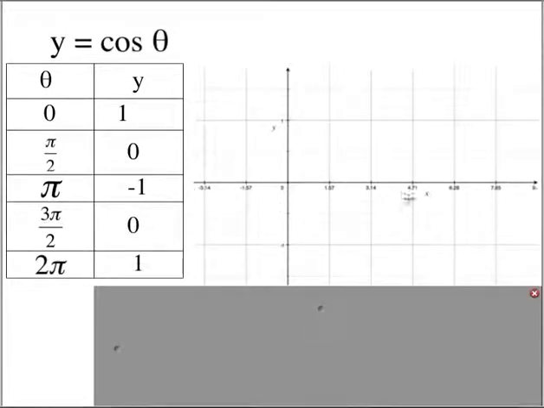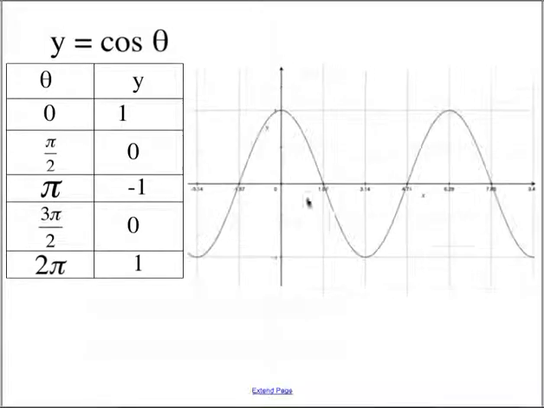And so plotting this on the xy axis, instead of starting at 0, 0, my graph starts up at 0, 1, then it goes back to 0 at pi over 2, pi, negative 1, 3 pi over 2, 0, and then 2 pi, 1. And then if I were to go around the unit circle again, I'd go back to the 0. And so I'm going to have a nice smooth curve when I graph these and connect the dots, and this is another periodic function because it repeats itself.